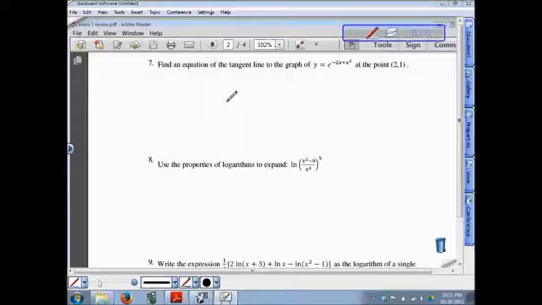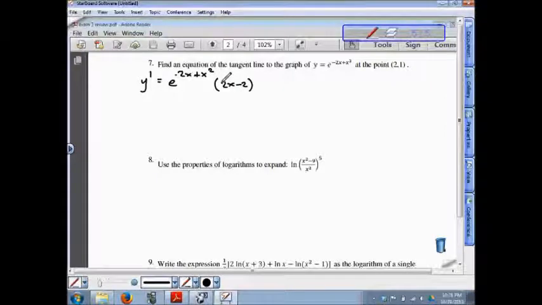Okay, question 7. Find the equation of the tangent line using the point. To find the equation of the tangent line, we need the slope of the tangent line. That's going to come from the derivative, so we've got to find y prime. So y prime equals e to the negative 2x plus x squared times the derivative of the exponent, 2x minus 2.